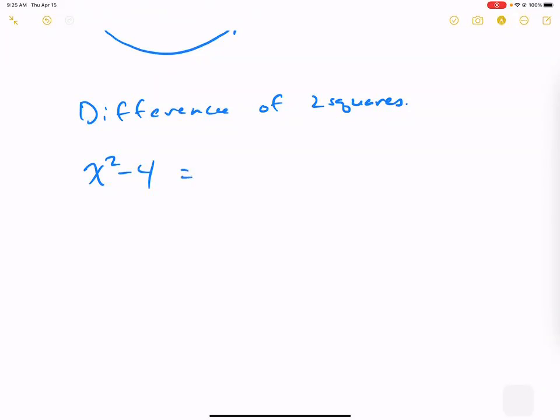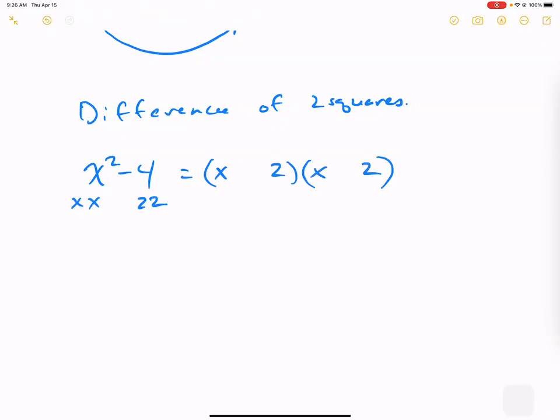We could automatically say this is factorable because what times what is x squared? X times x is x squared. And what times what is 4? 2 times 2. So we have the numbers to populate the factors. X and x make x squared, and 2 times 2 is 4.